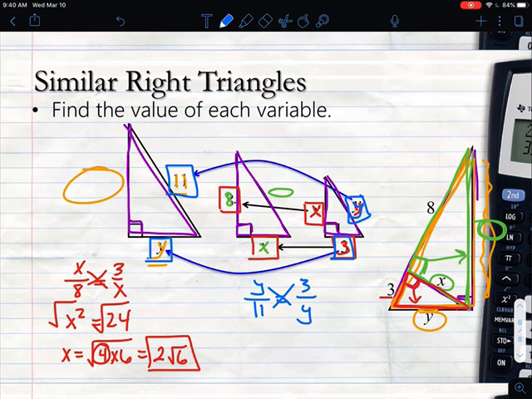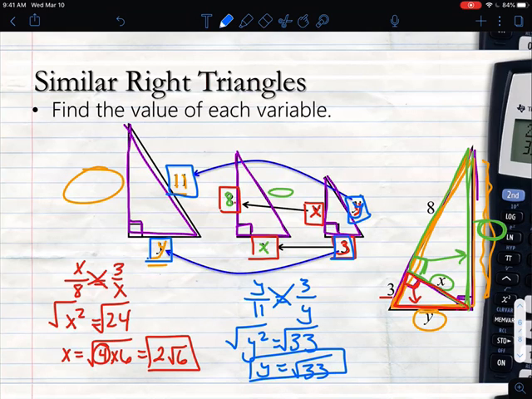And so now when I cross multiply, I get y squared equals 33. And now when I take the square root, y is equal to... the square root of 33 is not a perfect square. Nothing goes into 33 that's a perfect square, and so I just leave it as it is. So y is the square root of 33, and I'm done.